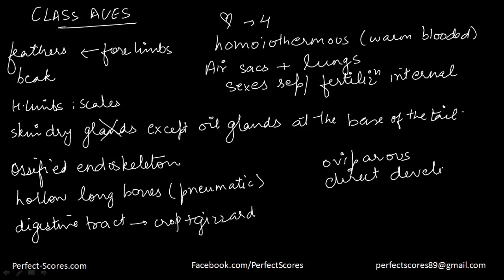So let's just go through these features once again to revise them. Under class Aves, you have feathers, which are basically modified forelimbs, and they have a beak. The hind limbs have scales. The entire skin is dry and without any glands except for oil glands at the base of the tail. They have an ossified endoskeleton with long hollow bones that are filled with air cavities, so we call them pneumatic. The digestive tract has two extra chambers, that is the crop and the gizzard. The heart is four-chambered. They're warm-blooded animals. For respiration, they have air sacs and lungs. The sexes are separate. Fertilization is internal. And they're oviparous. They lay eggs and the development is direct.